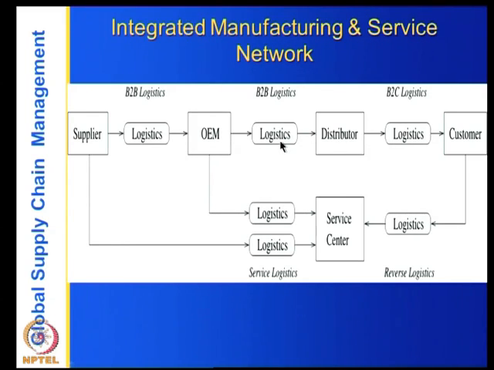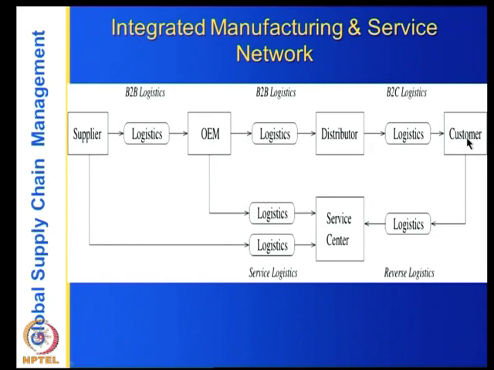This can be by a truck, by rail, by air, whatever, and finally from the distributor to the retail outlet and the customers. So if you look at this, it is called the forward supply chain, which goes from the suppliers to the manufacturer to the distributor and to the customer.